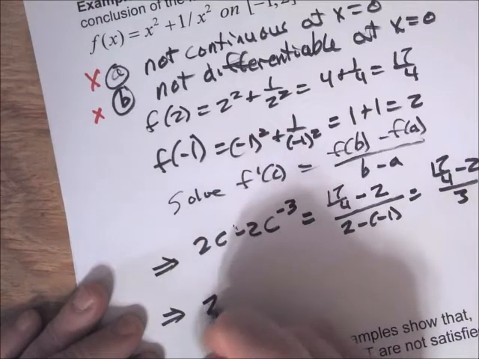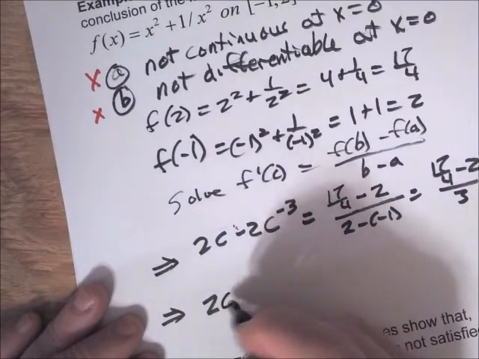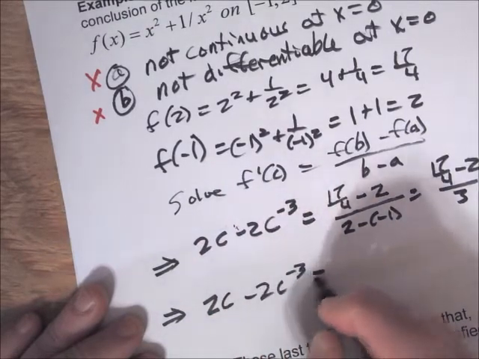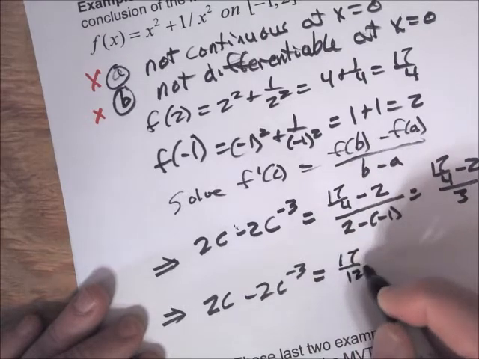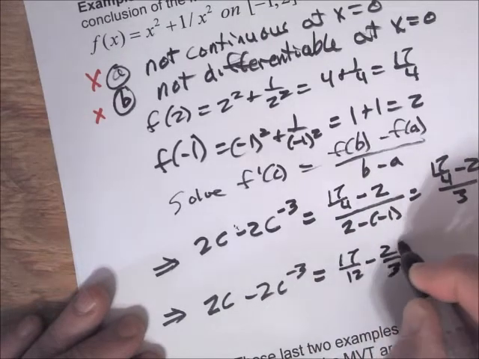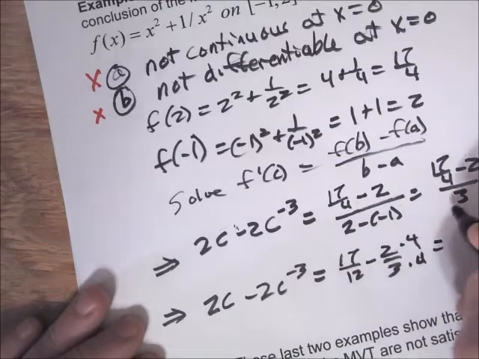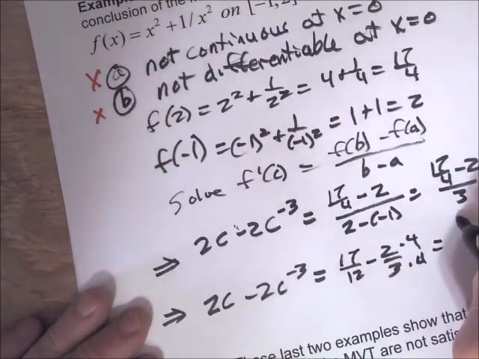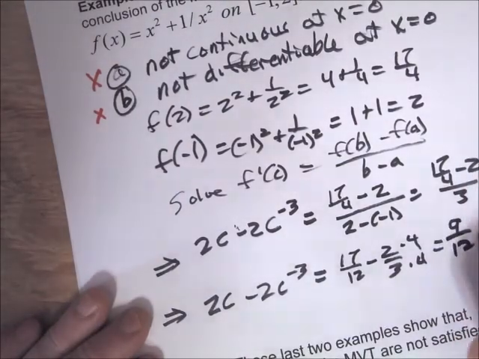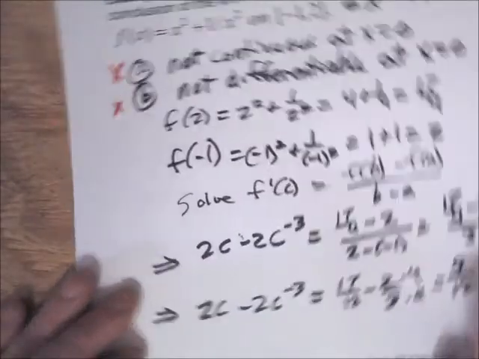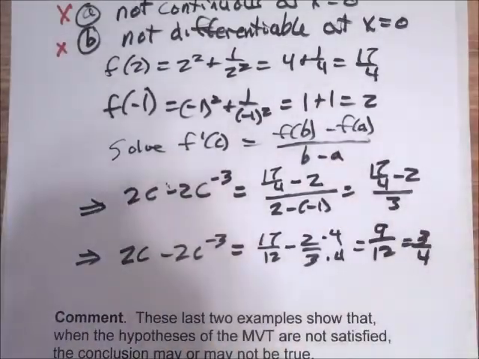Distribute the denominator. We get 17/12 minus 2/3. Multiply top and bottom by 4. 17 minus 8 is 9/12, which reduces to 3/4. Okay, so I'll get another piece of paper here.